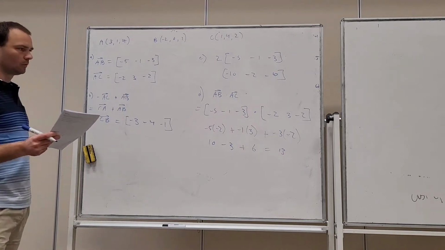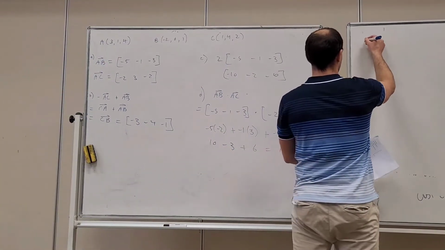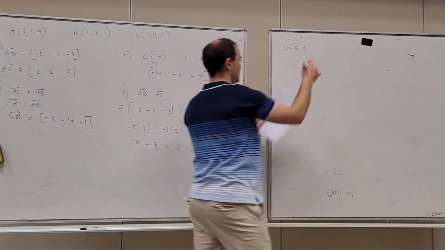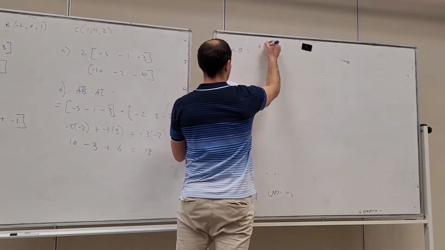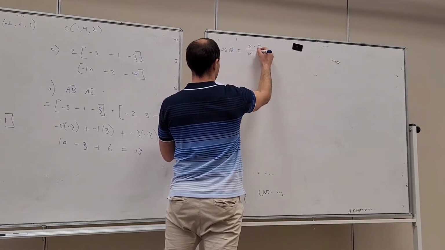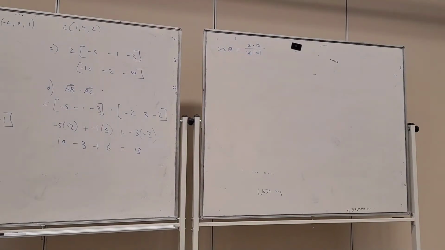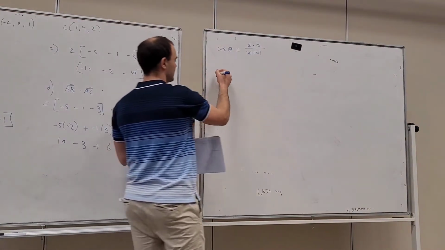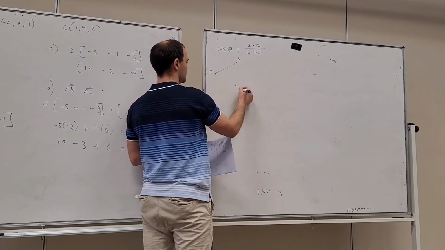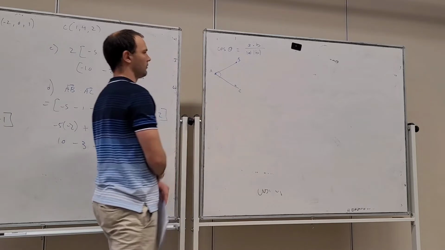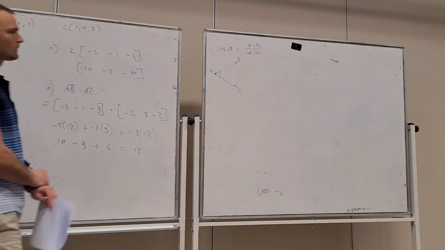Okay, then we have the angle between 2 vectors. So this is just a formula for us. We have the angle between 2 vectors, cos of theta. Theta is the angle between them, is A dot B on modulus A modulus B. So if we want to find the angle between AB and AC, you can think of it like this. 3 points in space, A, B, C. We're finding this angle here. That's the angle between vector AB and vector AC.